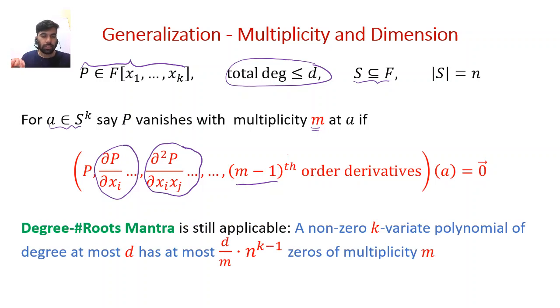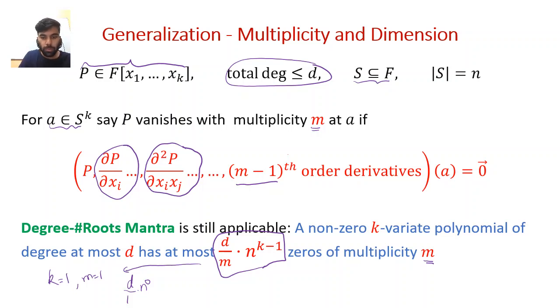And the amazing thing is that the degree-roots mantra is still applicable here. A non-zero k-variate polynomial of degree at most d cannot have too many roots of high multiplicity. That is, if you count the roots of multiplicity m, then the number of roots can only be d by m times n to the k minus 1. If you compare it to the result we had for k equal to 1 and m equal to 1, you will see that it's the same thing, because you will get d by 1 into n to the 0, which is again d, which is what we had previously.